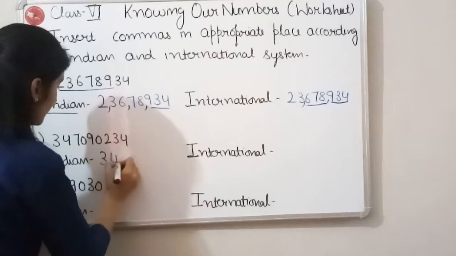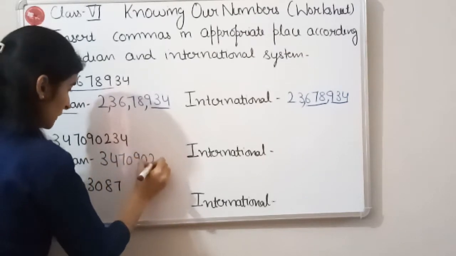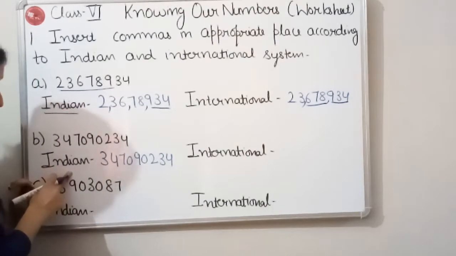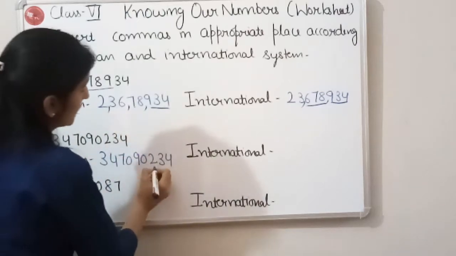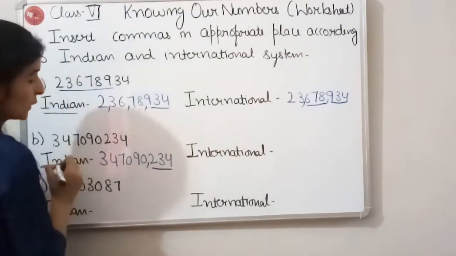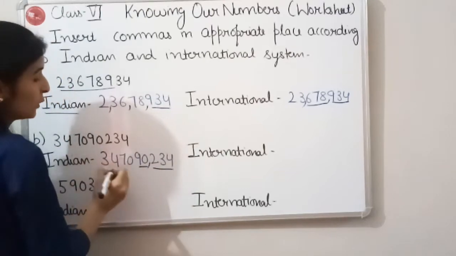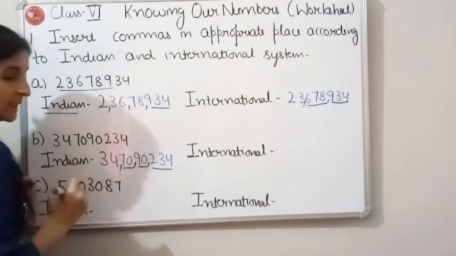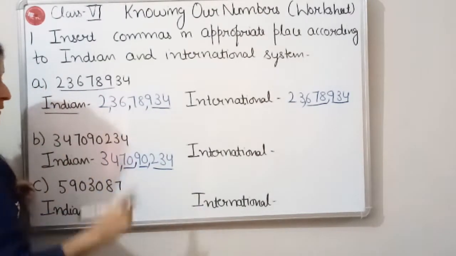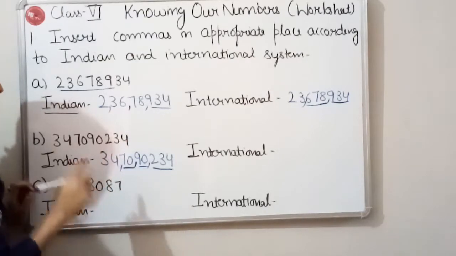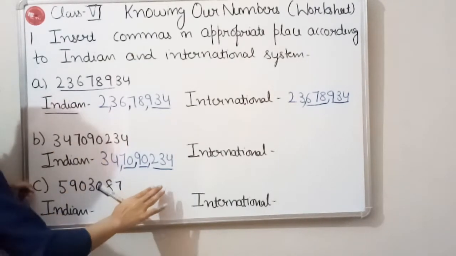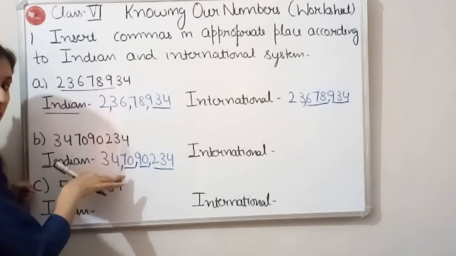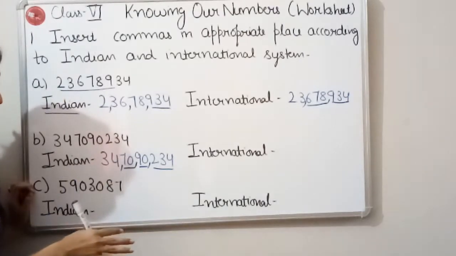Again we will write the number first. Then we have to put commas according to the Indian number system. So again we will leave 3 places and put 1 comma. Then again we leave 2 places and put a comma. Again 2 places and then we put 1 comma. Remember one thing: only in the Indian number system there are 3 places in the ones period and all other periods have 2 places. Again and again I am repeating this thing.